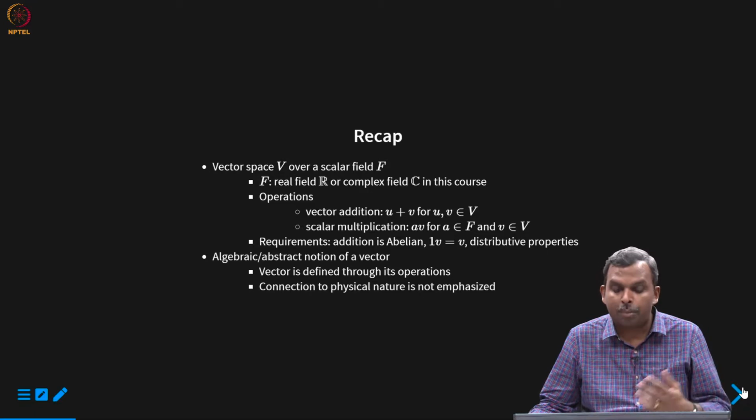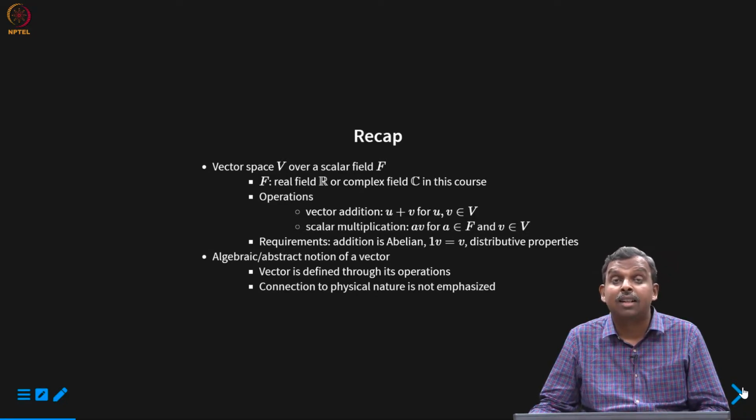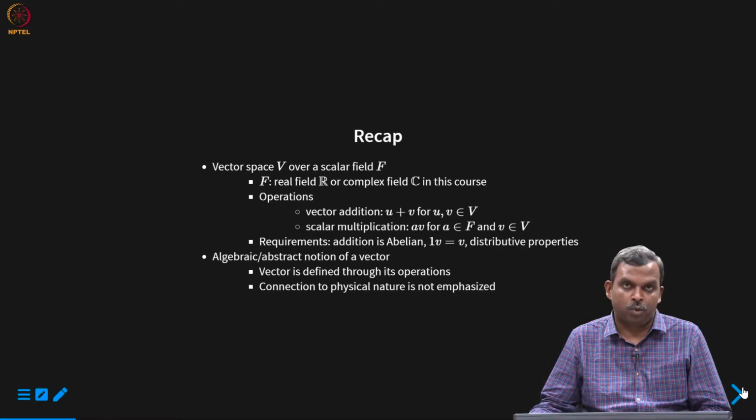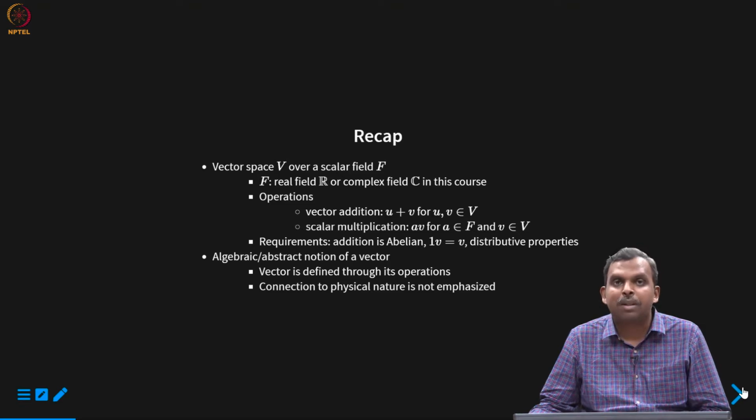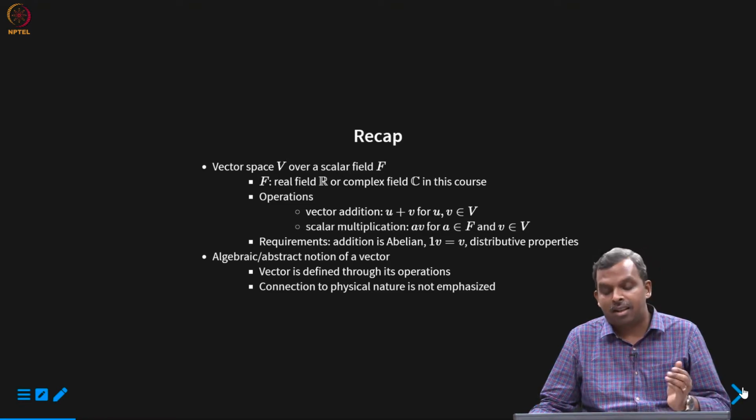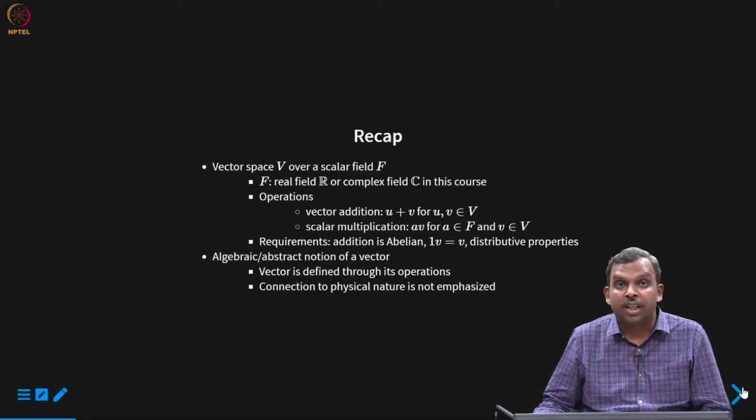Okay, the two operations we spoke about, the vector addition and the scalar multiplication, both of them are very important. And then these various requirements we had for a particular set of vectors to be a valid vector space. Okay, what are those requirements? The addition should be abelian, there should be the distributive properties, etc. Okay, so that's a quick recap about the previous lectures, and then let's move on to studying more things today.